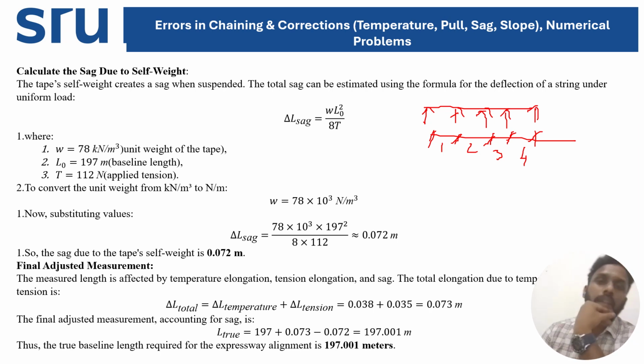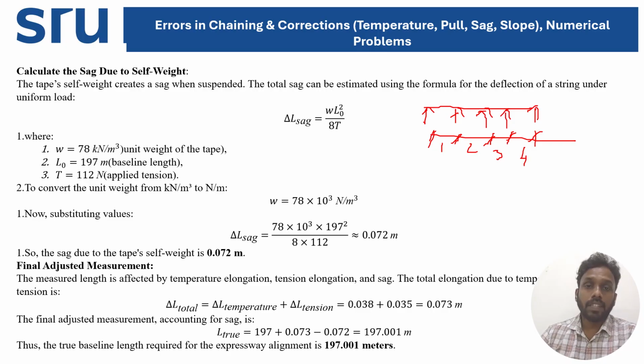So the formula is W L naught divided by 8 into T. T is your applied load, L naught is your measured length, and W is the unit weight of the tape. First you have to convert your kilonewton per meter cube to Newton per meter cube. So your W is equal to 78 into 10 power 3 Newton per meter cube. Now we are substituting all the measurements in this.